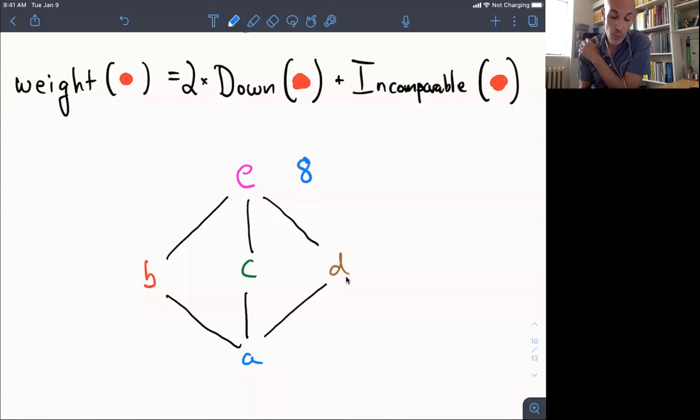B, there is 1 person below B, A, and 2 that are incomparable. So I get 2 plus 2 equals 4. So this number 4 represents 2 from A and 1 point each from C and D. And you see that C and D also get 4. A, there is no one incomparable to A and no one below A. A gets 0 points. That is how this ballot would be scored.